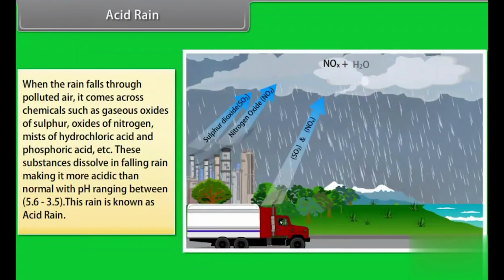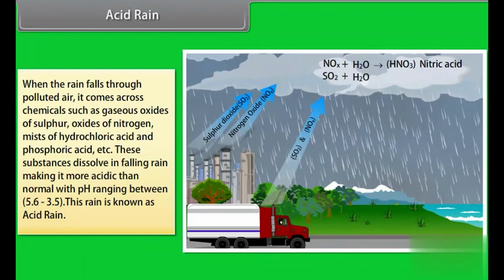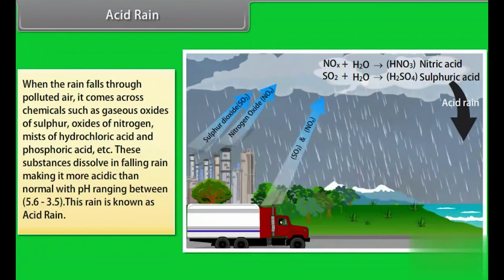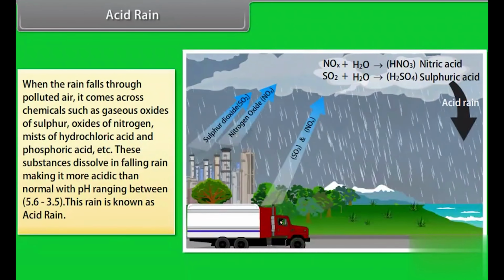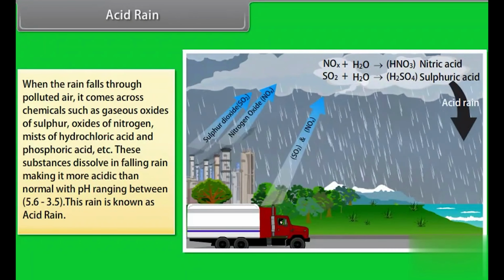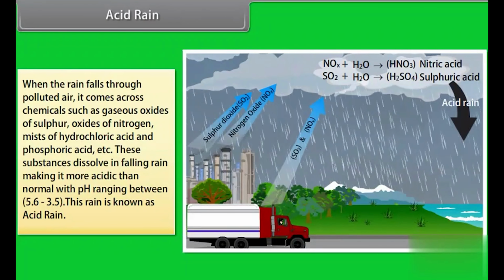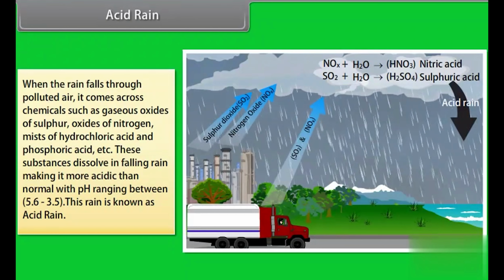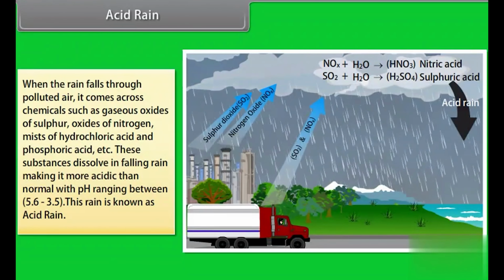When the rain falls through polluted air, it comes across chemicals such as gaseous oxides of sulfur, oxides of nitrogen, mists of hydrochloric acid and phosphoric acid, etc. These substances dissolve in falling rain, making it more acidic than normal, with pH ranging between 5.6 and 3.5. This rain is known as acid rain.